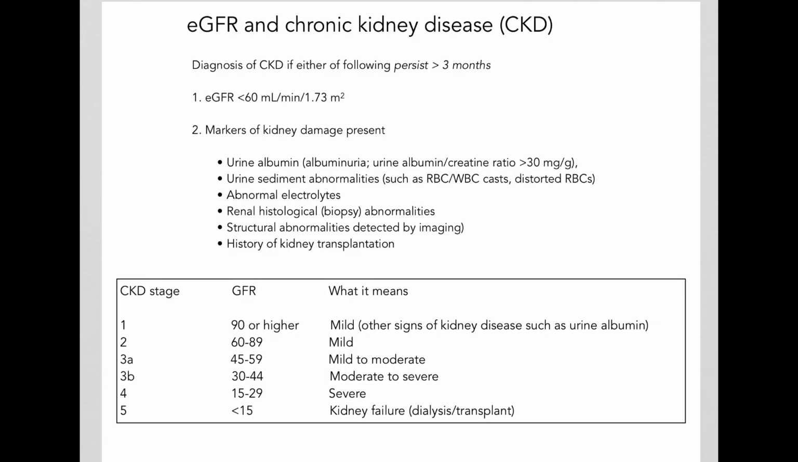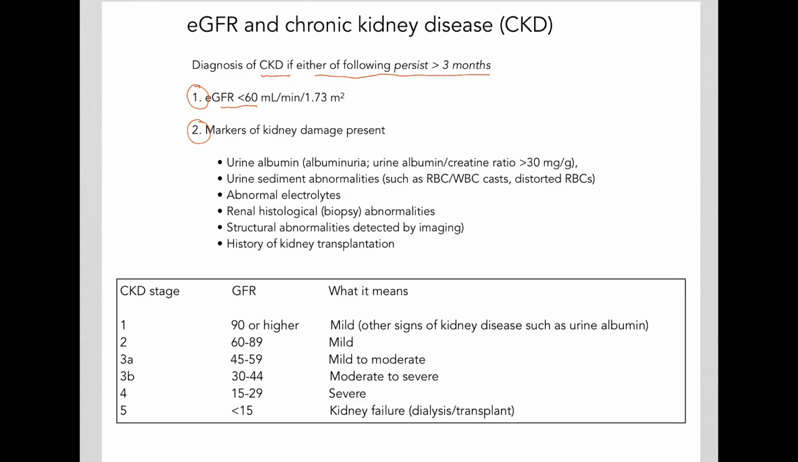So as mentioned earlier, serum creatinine is used to calculate this eGFR, and this eGFR is very important for the diagnosis as well as staging of chronic kidney disease. So CKD is diagnosed if either of these is present and persists for more than 3 months: either number one, the eGFR of the patient is less than 60 mL per minute per 1.73 meters squared of body surface area, or these markers of kidney damage are present.